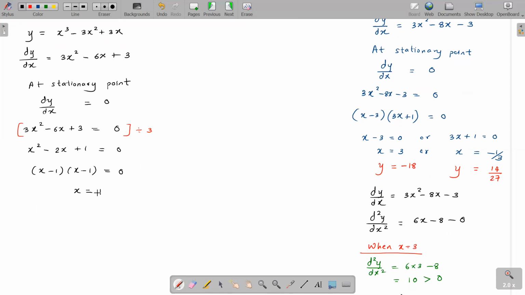So I get only one turning point. Do you see? There is only one turning point. What's the y value? When x is 1, what's the y value?